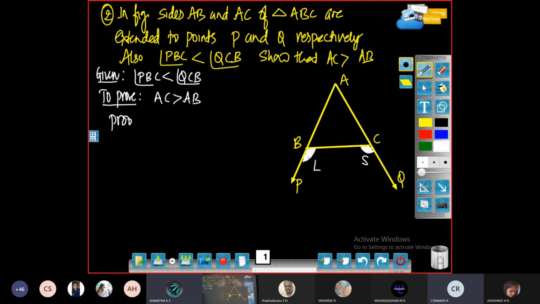Sir, exterior angle is equal to sum of the two opposite interior angles. Exterior angle is equal to 180 degree. Huh? How can you compare? See, let me write once again. Angle PBC is less than angle QCB. This is given.